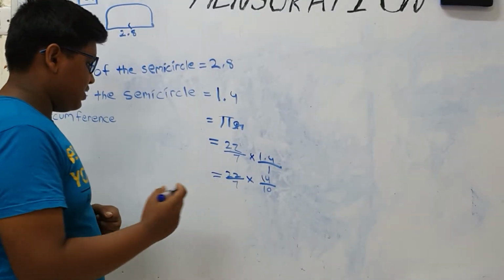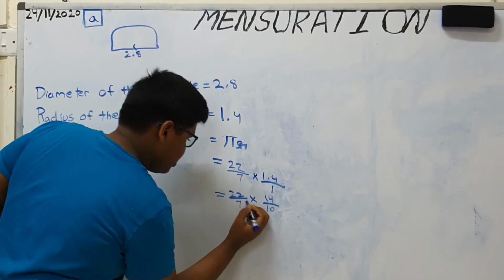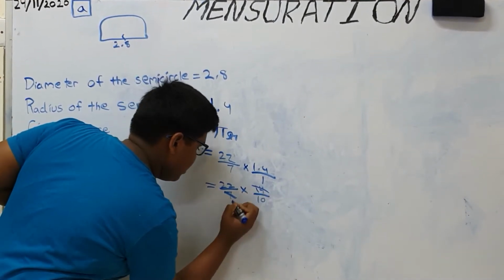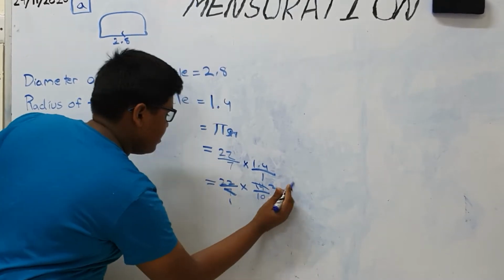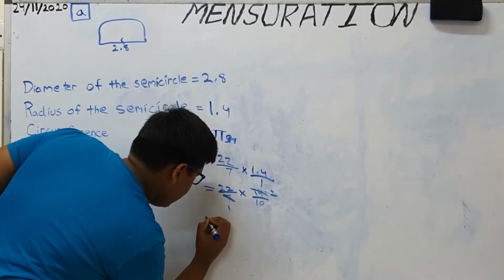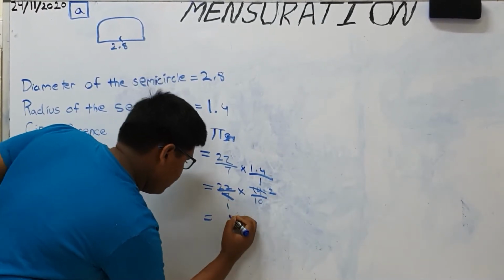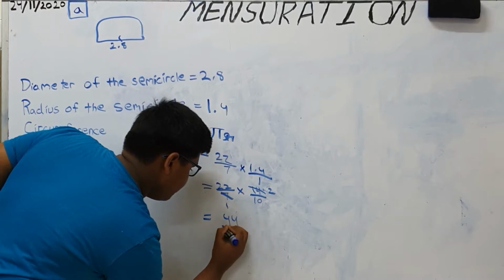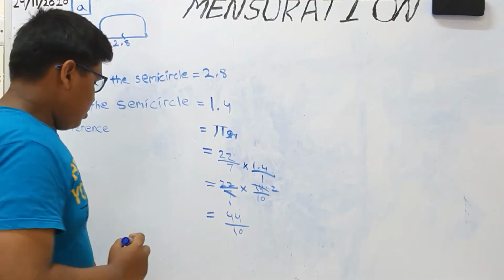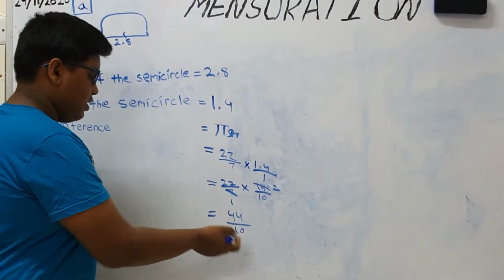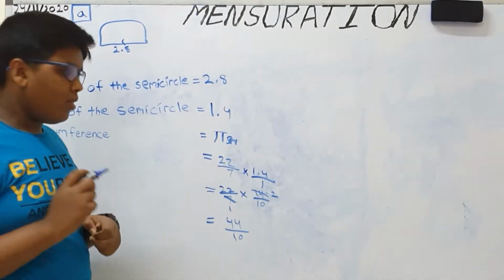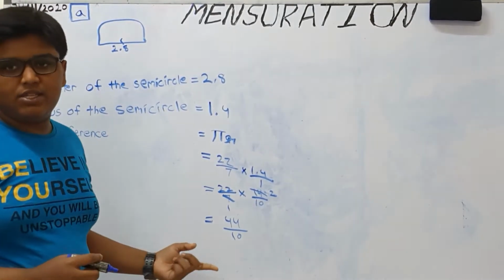Now 14 by 10. Now we have to cut them both because 7 and 14 are divisible. So we will cut them both and we will get 1 and 2. So when we multiply 22 and 2, we will get the answer as 44. But the denominator will be 10 because 10 is still remaining there. Now we have got the final answer. So what we have to do is convert this into a decimal.